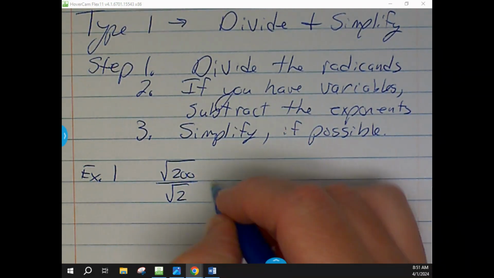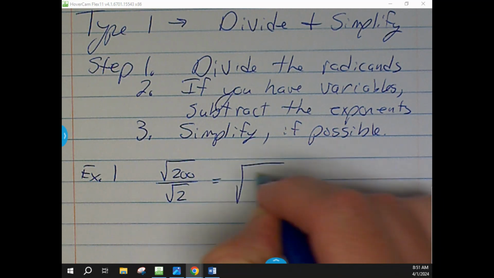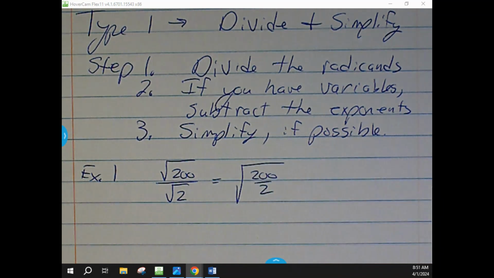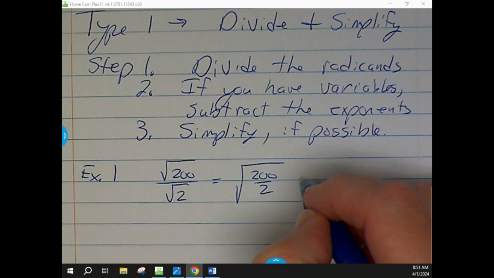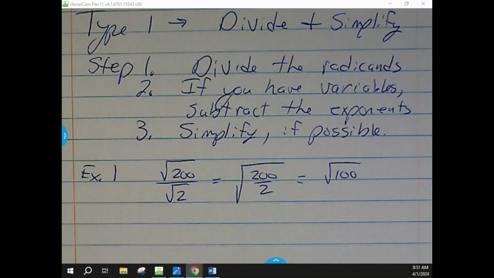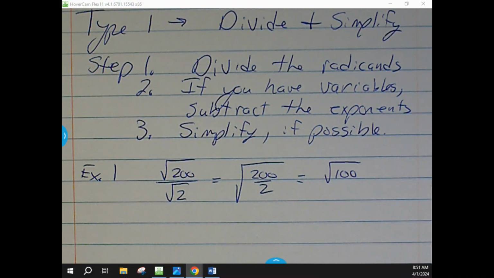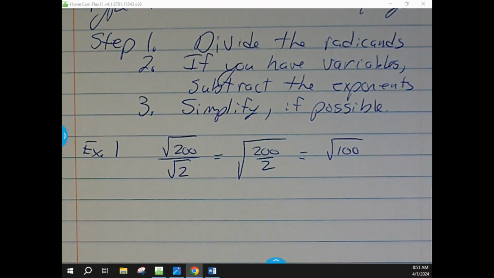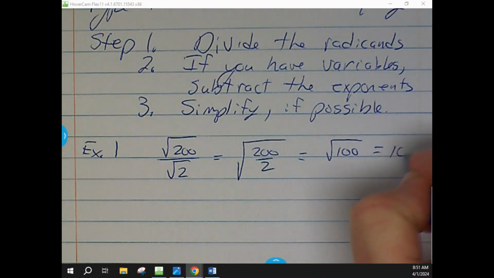All right, for that part, you can think about that as being just one big fraction. It's like 200 divided by 2, which is the square root of 100. And then can you square root 100? Yeah. You can just simplify and make that 10.